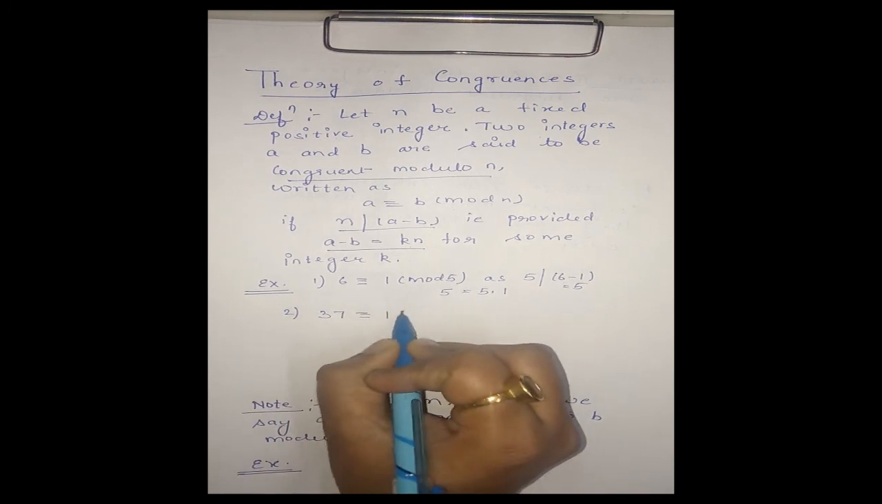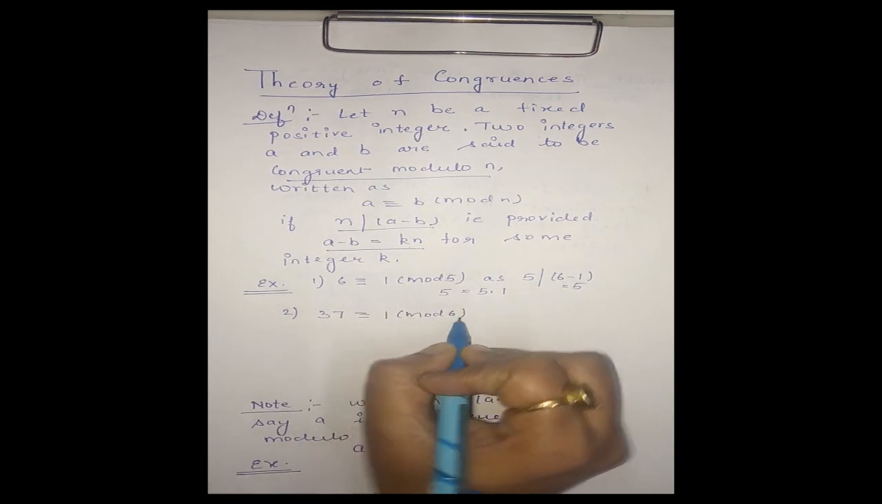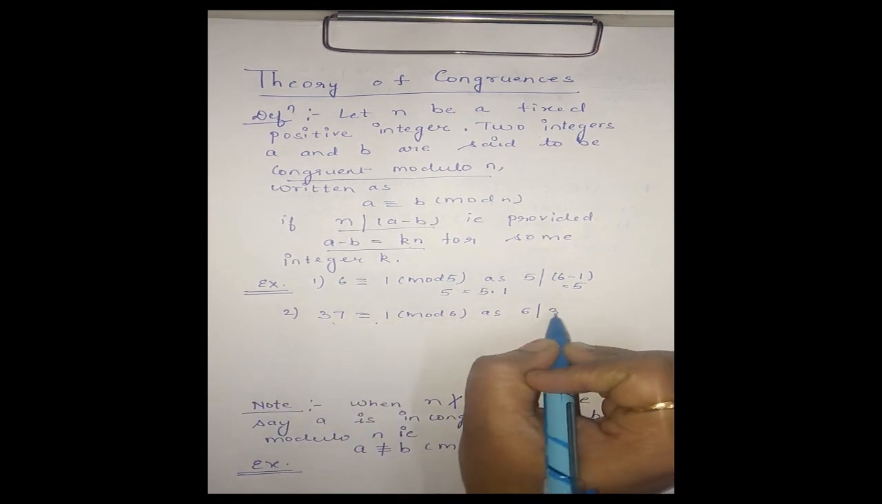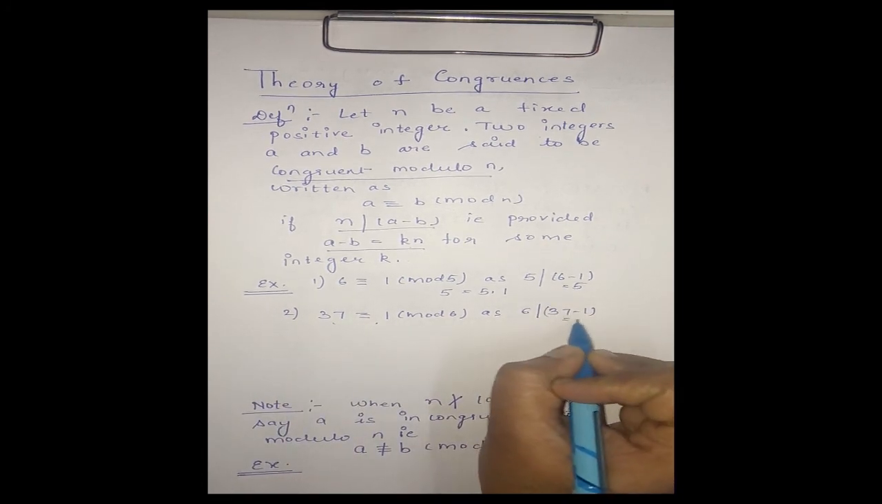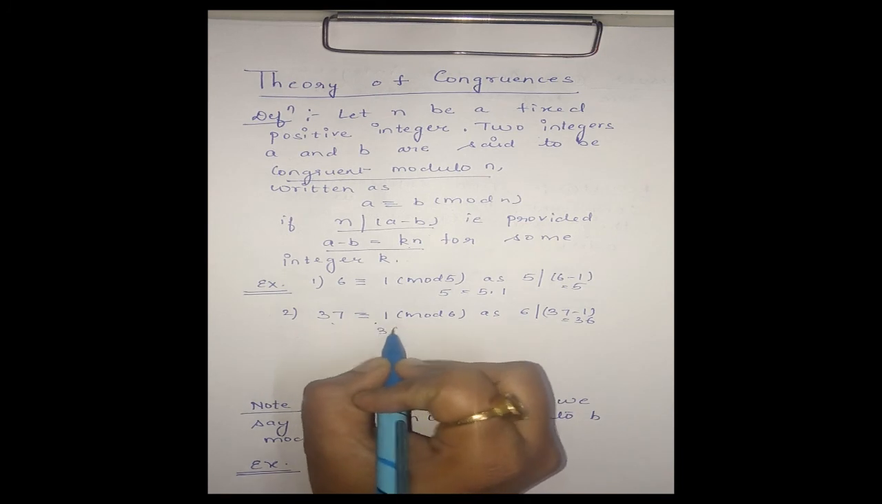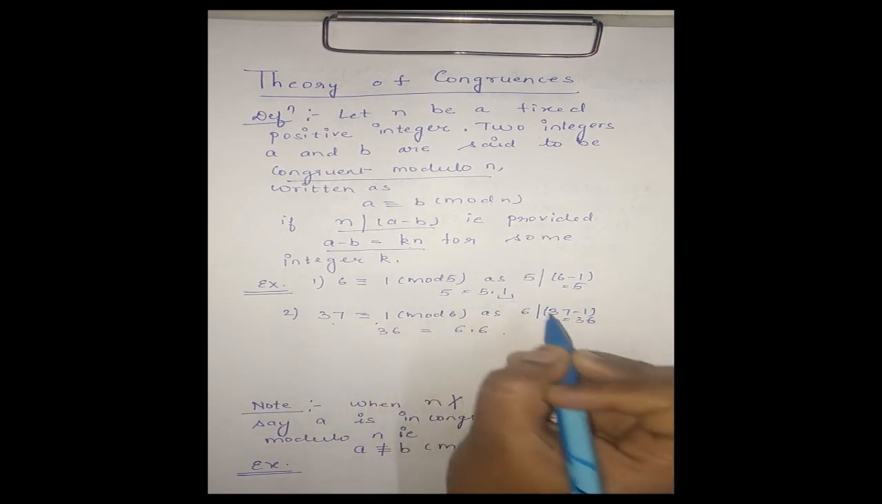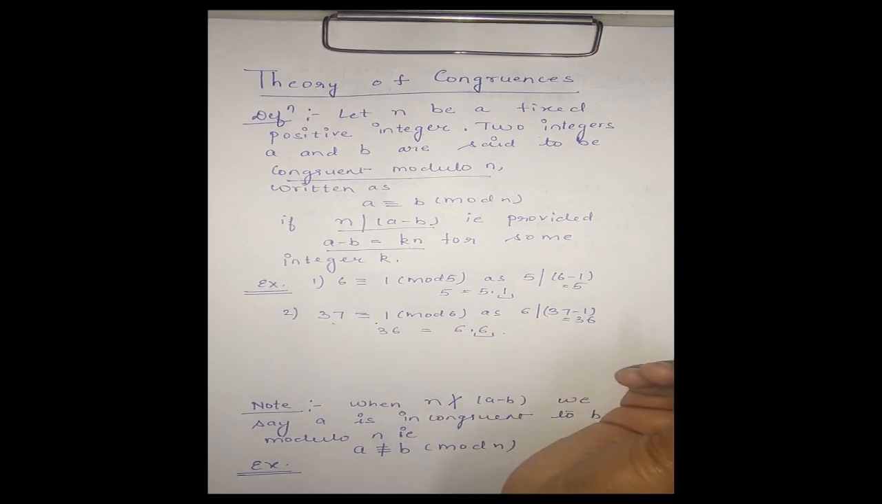Second, 37 is congruent to 1 modulo 6. Now, 6 divides 37 minus 1, that is 36, and 36 is equal to 6 times 6. 6 is an integer.